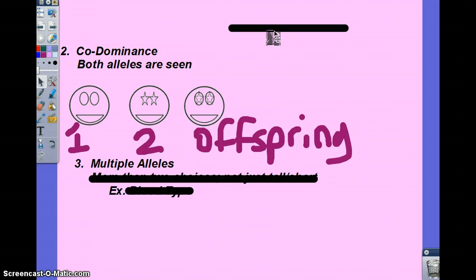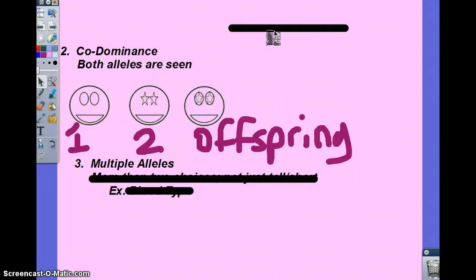So if I go back to the red and the white, if I had a red flower and a white flower, what would the offspring be? No, that would be incomplete. It could be red and white stripes, red and white polka dots, half red, half white. You're going to see both of the characteristics. Like, you see this circle eyes and star eyes, you're going to have circle star eyes. Okay? Or a person has a blue eye and a green eye.